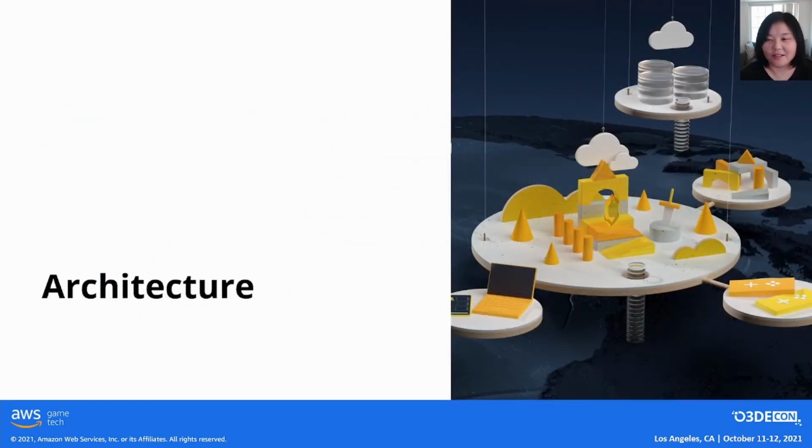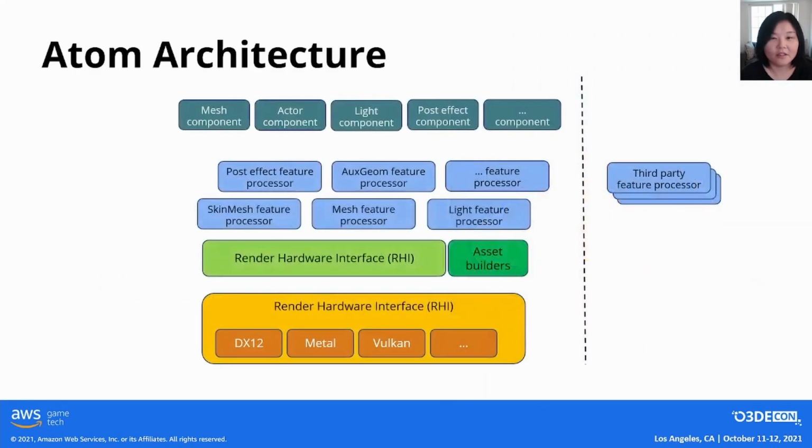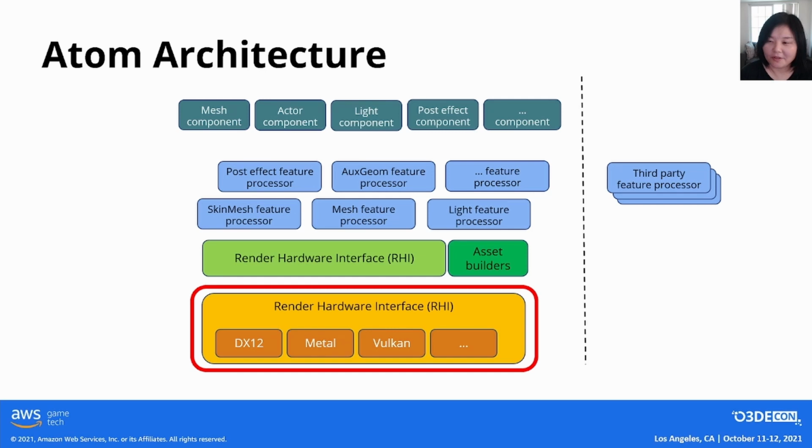Next, let's take a look at the architecture of Atom and the RPI. This diagram shows the overall architecture of Atom Renderer. Let's go over it from bottom to top. The render hardware interface defines a layer of APIs which has several different backend implementations. Currently, we already have DX12 for PC, Metal for macOS and iOS, and Vulkan for PC and Android.